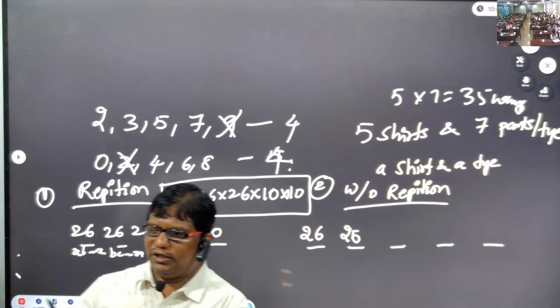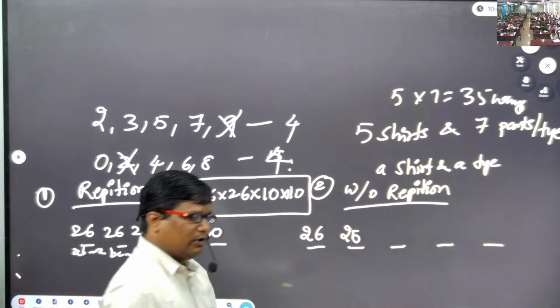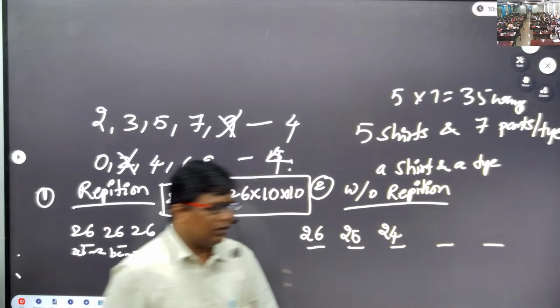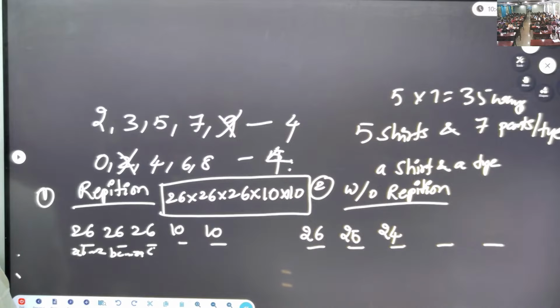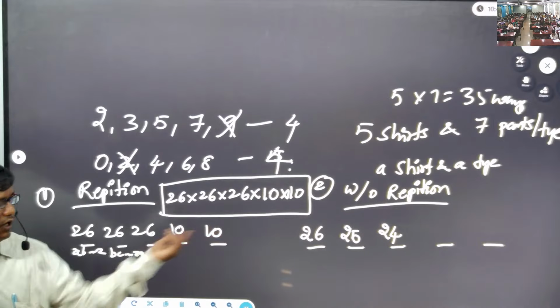So this is 25. Next, what about the third one? A and B, 2 alphabets, are already used. So how many can we use? The remaining 24 you can use. So 26 into 25 into 24 is one answer. Is anything left, or is the answer complete?